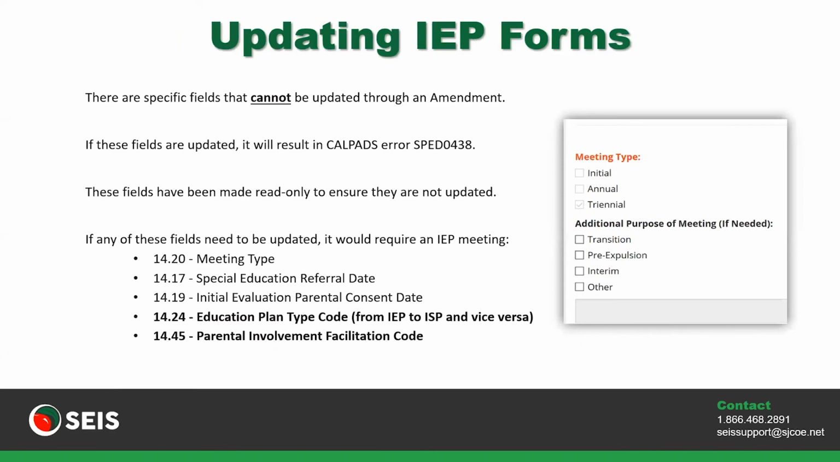And there are certain fields that cannot be updated. As we stated, you cannot update the meeting type through an amendment. There are certain fields that will result in an error if they are updated through the amendment process. The fields are listed here. And the two most common fields are plan type and parent involvement. Those seem to get changed a lot through amendments, and that is not allowed. If you're going from a 100 to an ISP to a 200 or vice versa, that has to be done through the IEP.